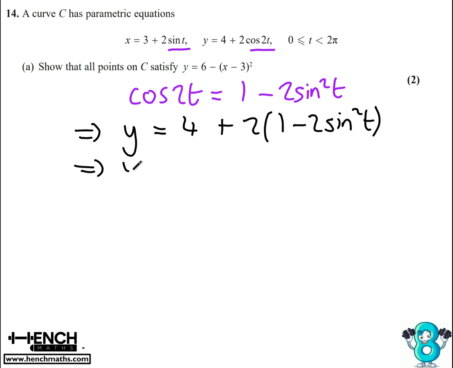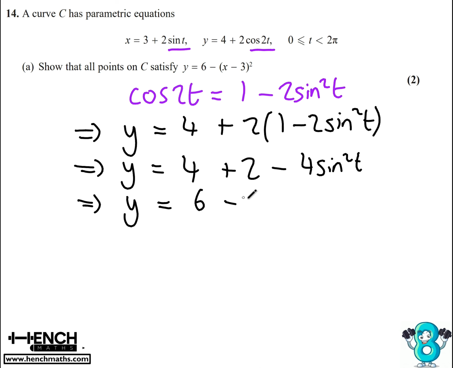So we simplify that, we get y equals 4 plus 2 subtract 4 sine squared t, multiplying out our brackets. Y equals 6 subtract 4 sine squared t. Now if we look at the equation for x, x is equal to 3 plus 2 sine t.